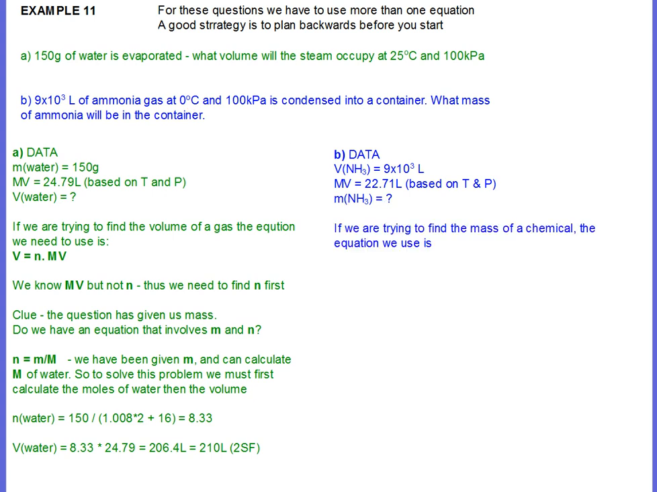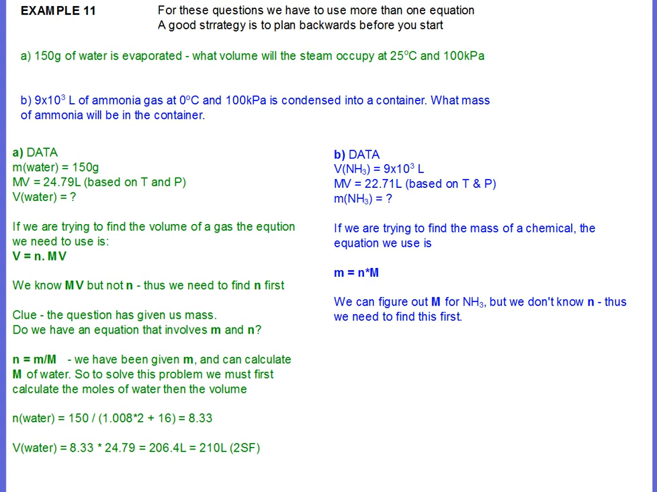Now, if we're trying to find the mass of a chemical, the normal equation we use is mass equals number of moles times molar mass. And in this question, we can easily find the molar mass of ammonia, but we don't actually know the number of moles of ammonia yet. So we've got to find that first. So our first step is to find the number of moles in order to calculate the mass.